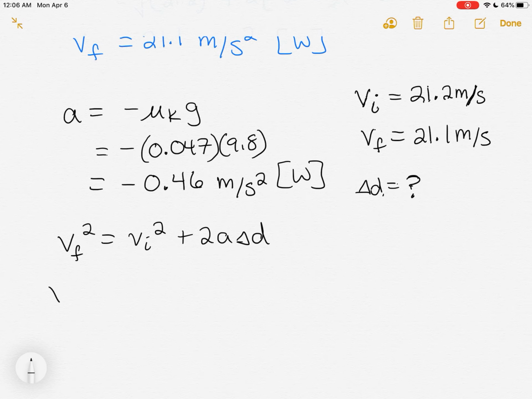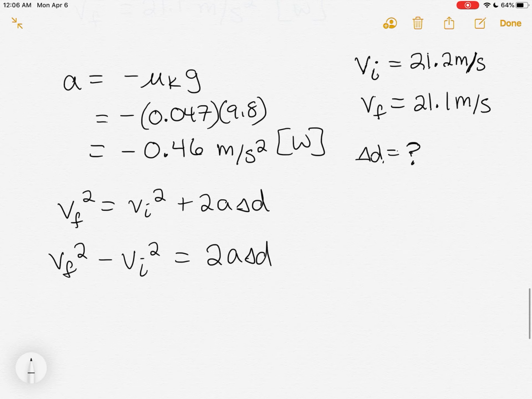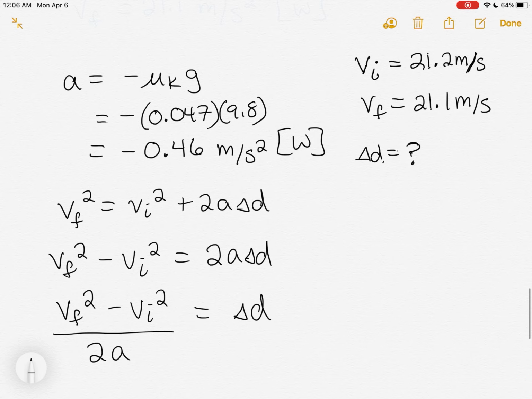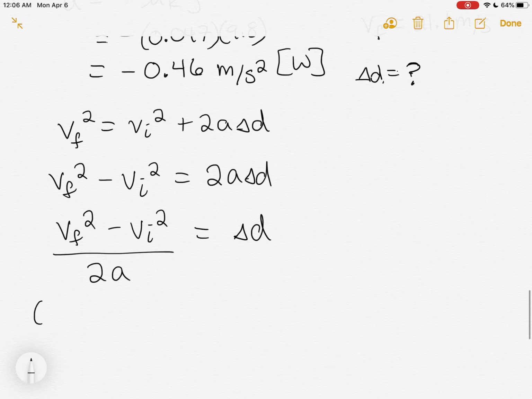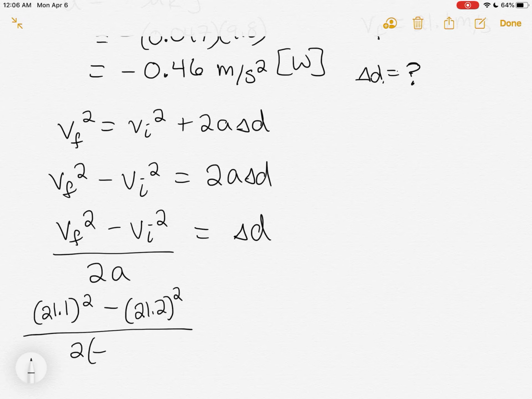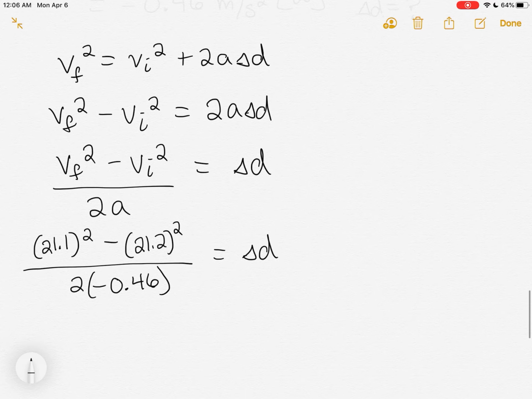Only this time we're going to rearrange and look for delta D. So our VF squared minus our VI squared will be our 2a delta D. So then our VF squared minus our VI squared divided by 2a will give us our delta D. So our VF squared was 21.1 squared, VI was 21.2 squared, and then 2 times our acceleration, which is negative 0.46. So that's going to give us our delta D.